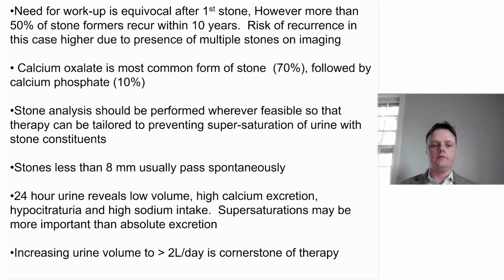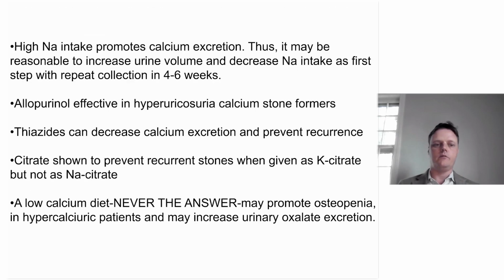His 24-hour urine volume reveals low volume, high calcium excretion, hypocitraturia, and a high sodium intake. In the first case here, I would increase his urine volume to greater than 2 liters as a cornerstone therapy. However, what we also know is that high sodium intake promotes calcium excretion. So it would be reasonable as a first step to have him decrease his sodium intake and repeat this collection in 4 to 6 weeks.